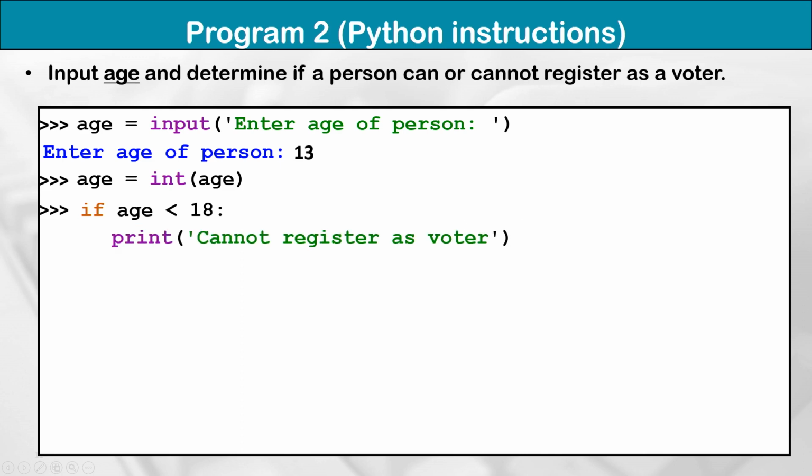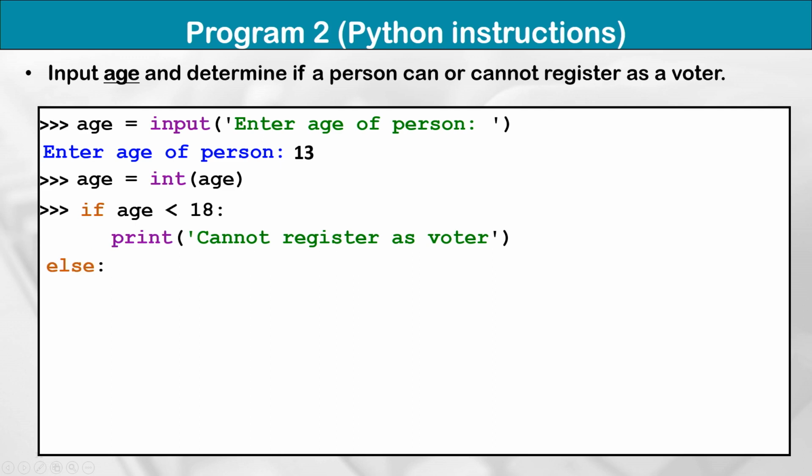The next line instructs Python what to do if the comparison is true. In this case, if age is less than 18, the message cannot register as a voter must be displayed. And the instruction is indented from the left margin.